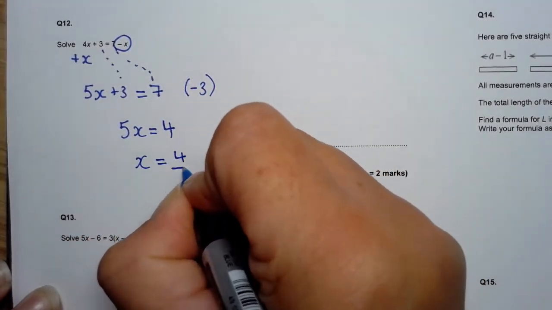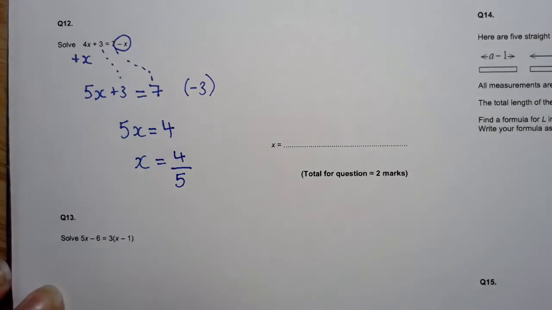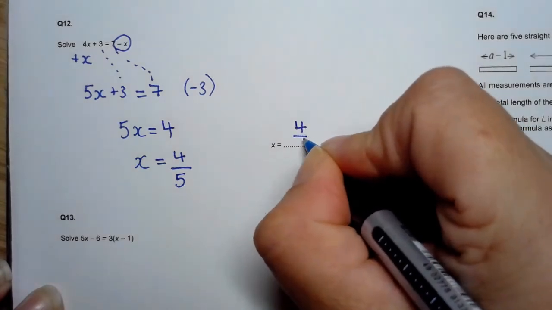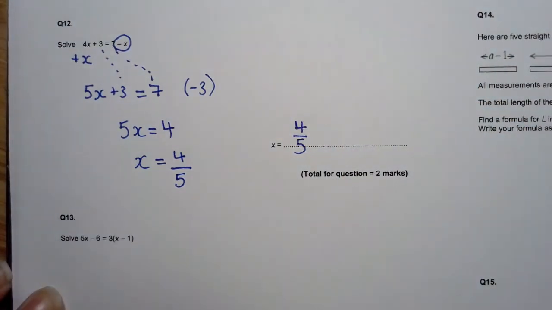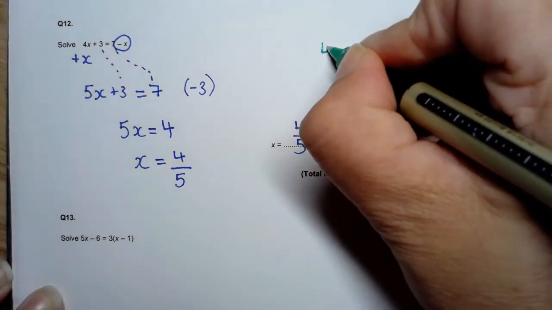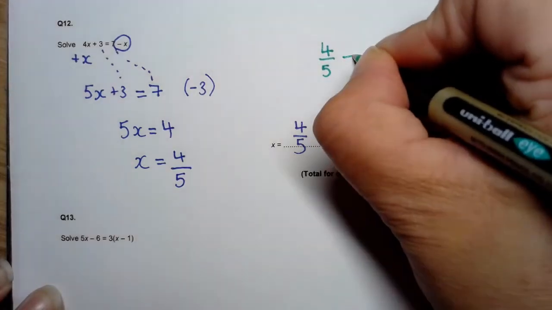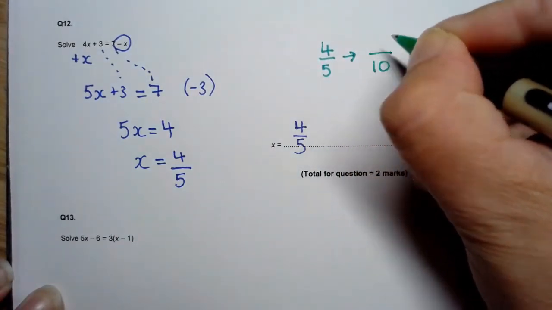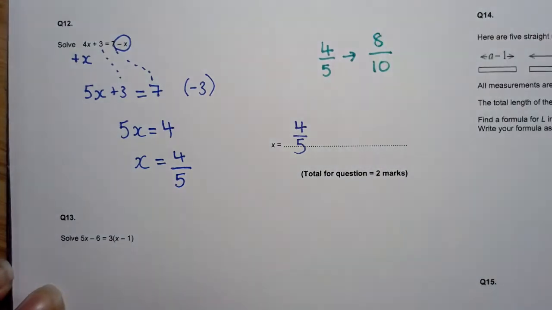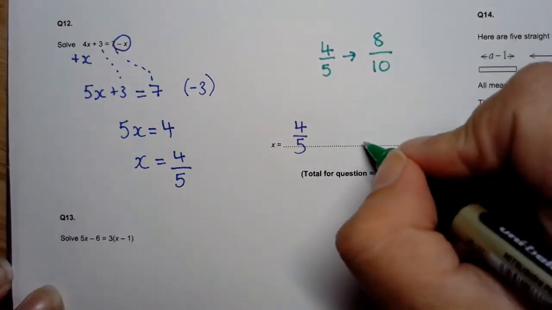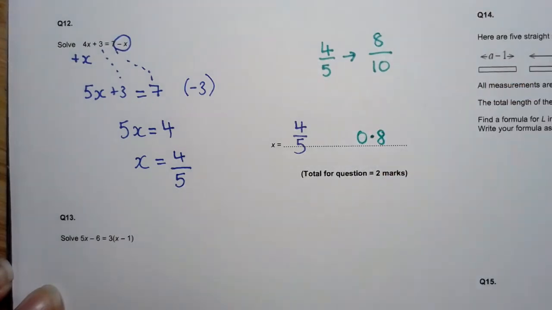So x equals 4 divided by 5. Now they haven't asked us to write the answer in any particular way, so it's perfectly fine to give your answer as 4/5. If you wanted to convert it into a decimal, probably the easiest thing to do is find the decimal equivalent of this. If you know your fifths, you'll know that each fifth is worth 0.2. You could just times it by 4, or you could find an equivalent fraction over 10. So I've doubled the top and the bottom, and hopefully you'll realise that 8 divided by 10 is 0.8. Either answer is acceptable.